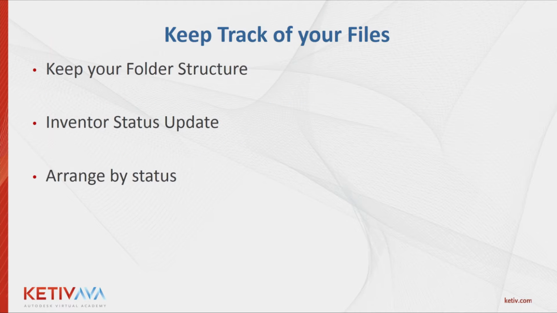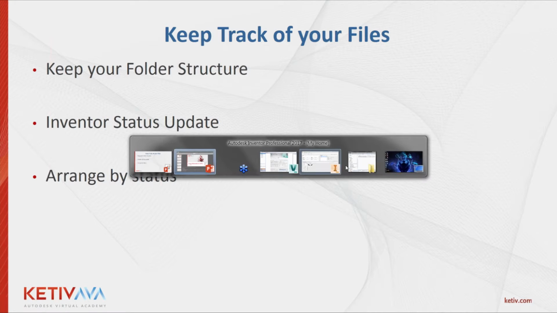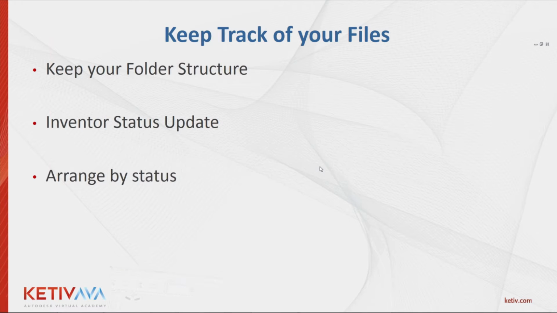The first bullet was keeping track of your files. If you have used Vault or if you haven't used Vault in the past, you'll know that there's a certain folder structure in the Vault. There are certain statuses from the Vault that you can see in your Inventor now, and we'll also see how to arrange them by that status. We're going to jump right into Inventor real quick and take a look.